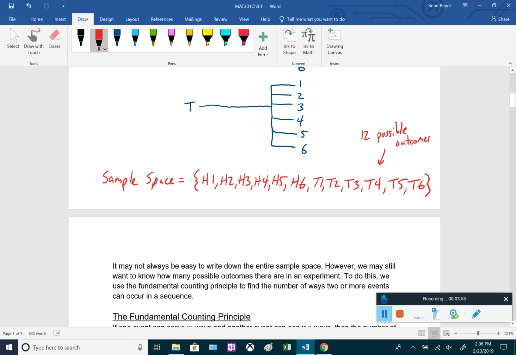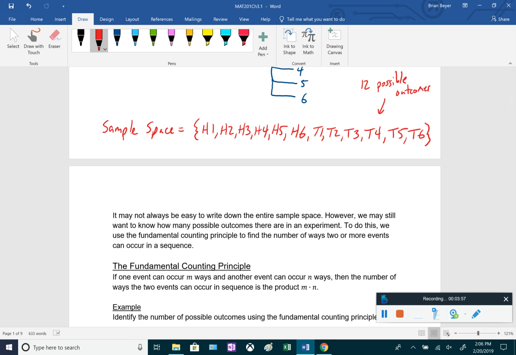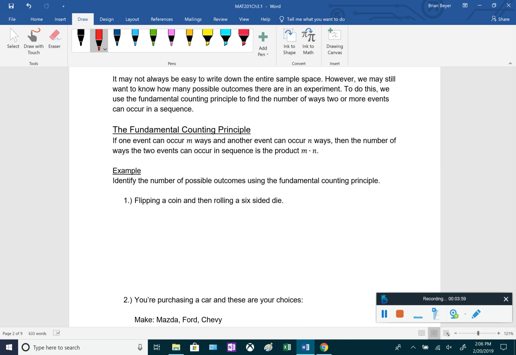So we only had 12 possible outcomes here, so it was pretty easy to actually list them all out. Usually we will not always be able to list out all of the outcomes in an experiment, but we still might want to know how many outcomes are possible. So if we can't list them out, something that we can do to figure out how many outcomes there are is the fundamental counting principle. This is one of the most important little theorems or principles in probability.